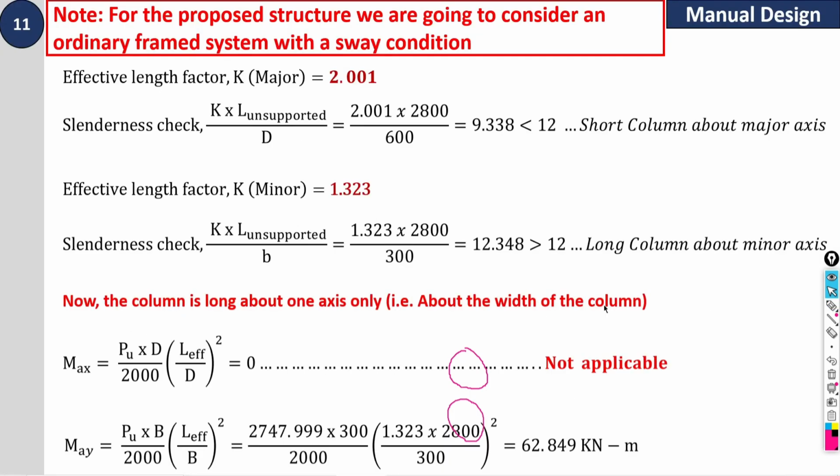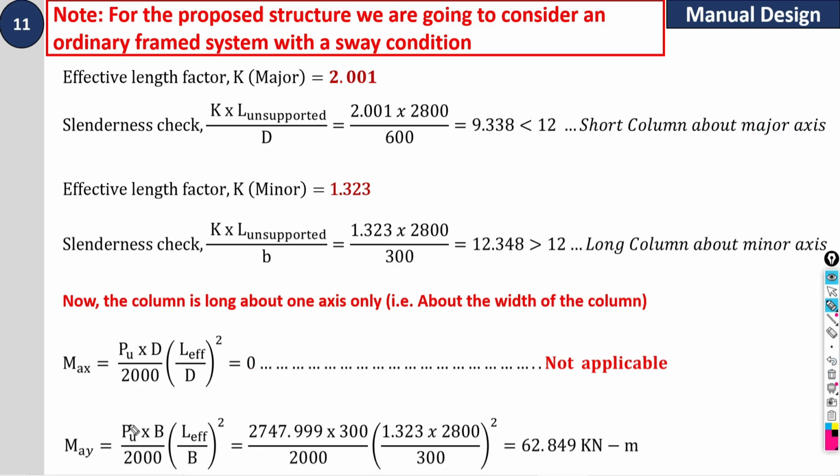As of now you know that our column about the major axis is a short column, so no need to do the calculation of additional moment; it is zero about the major axis. Now your column is going to become a long column about the minor axis only, so we need to do the calculation for the additional moment for that direction only.